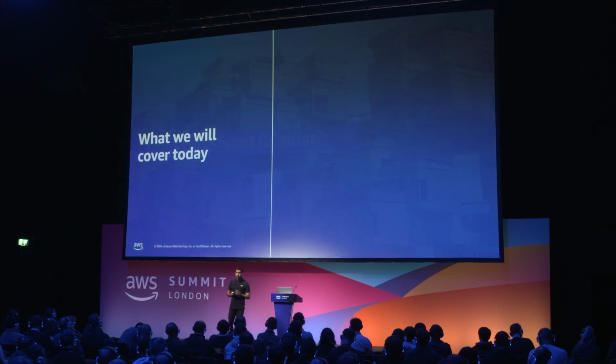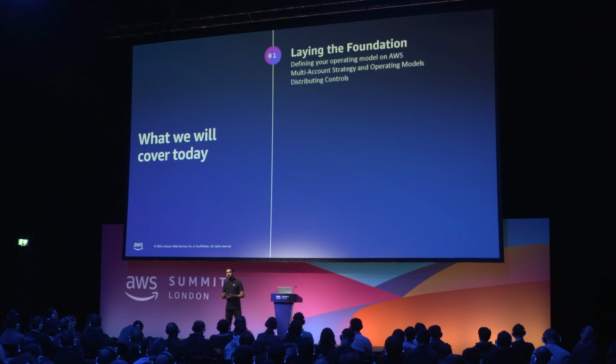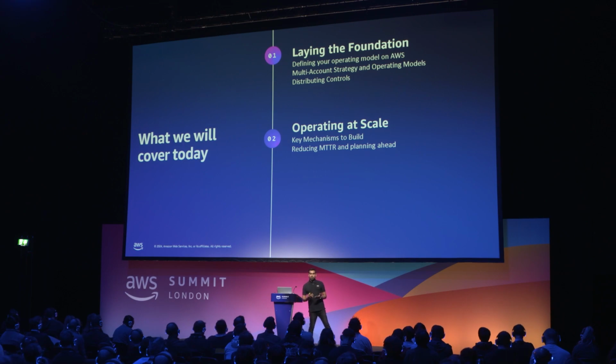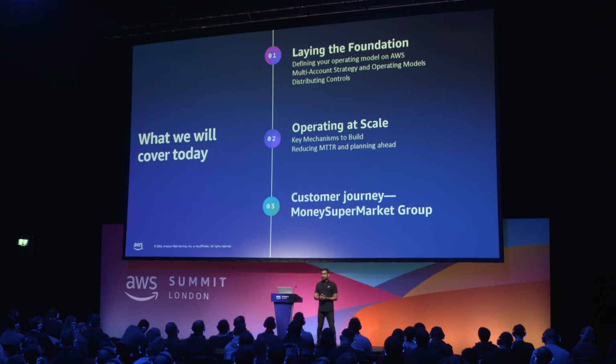So the talk is divided into three parts. Part one is laying the foundations and some best practices around those. Followed by, once you have laid the foundation, some scaling strategies and best practices around scaling on AWS. And then the last part is the MoneySuperMarket Group use case. So the first part, laying the foundation.